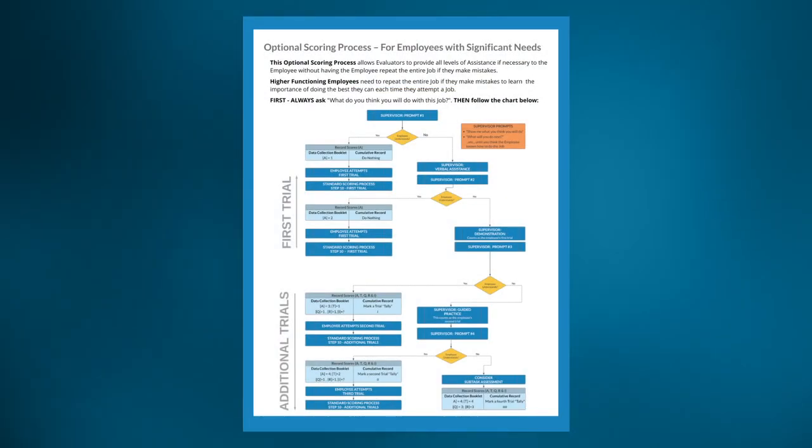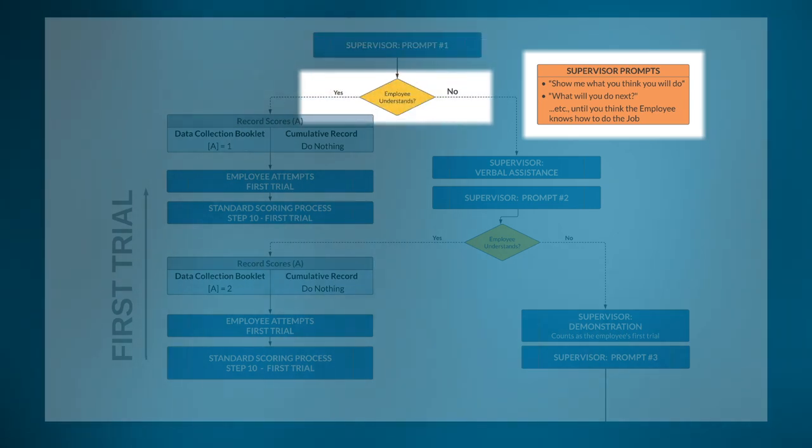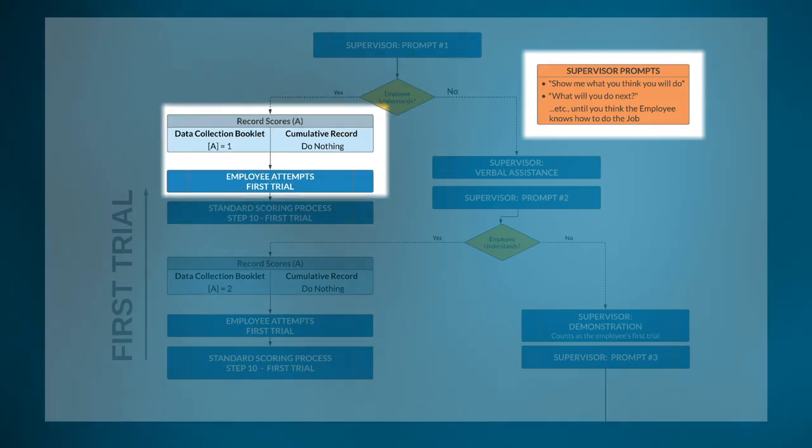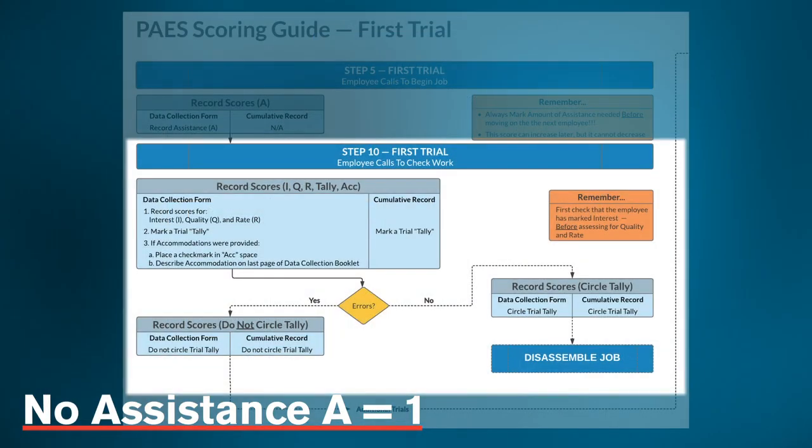Let's review how it works. Follow along on your optional scoring process flowchart. When an employee asks you over before they perform a job, ask the employee to explain or demonstrate what they think they should do to complete the job. If they explain or show you how to perform the job correctly, let them try to perform the job independently with an assistance score of 1. In this case, you would follow the standard scoring process starting at step 10 when the employee calls you over to check their work.